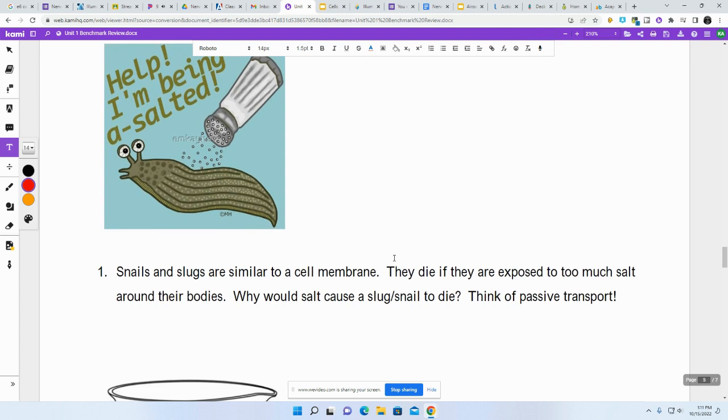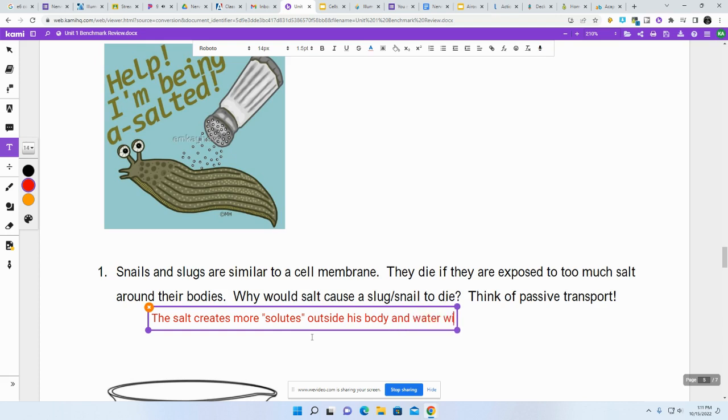Snails and slugs are similar to cell membranes. So what causes the snail to die? Well, if you pour salt on them, just like a cell, he leaves like a trail of slime, but now his slime is going to be full of salt. So it's going to be more salt outside his body than inside. So it's going to cause water to leave his body. Basically, the salt creates more solutes outside his body, and water will move out. The water will move out through osmosis.